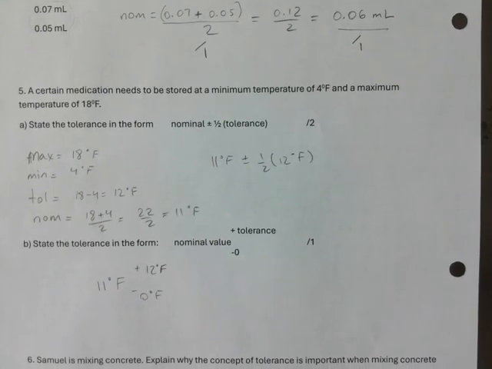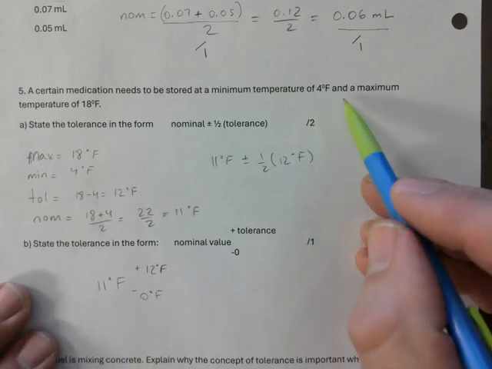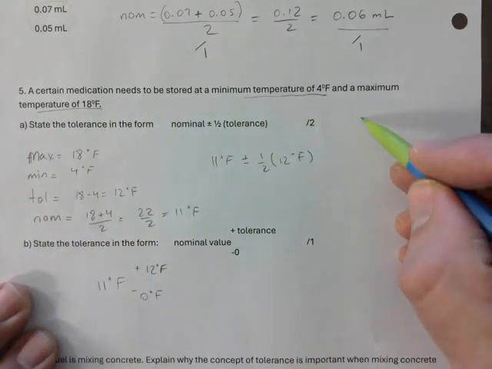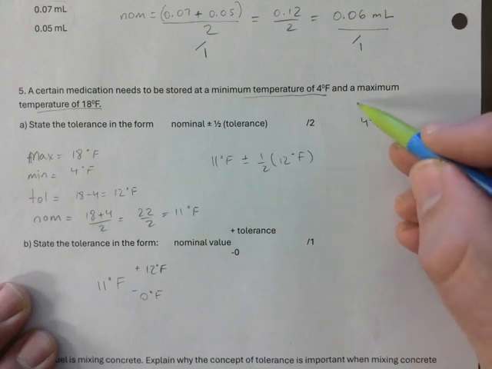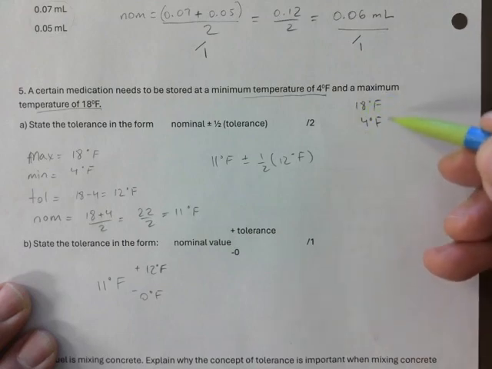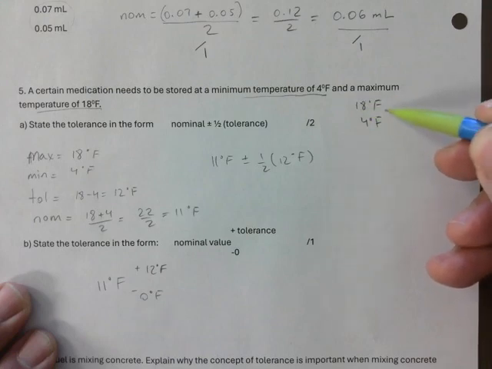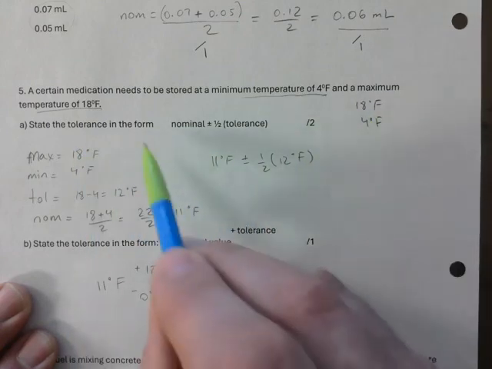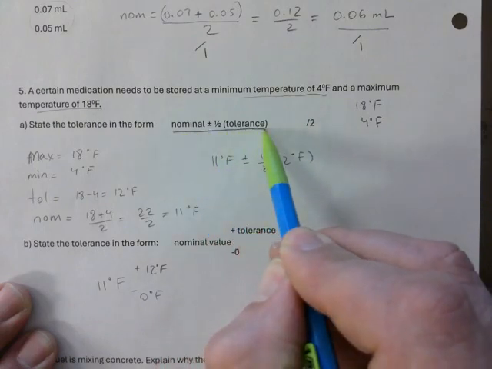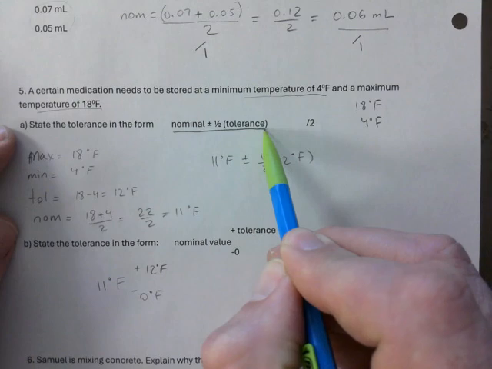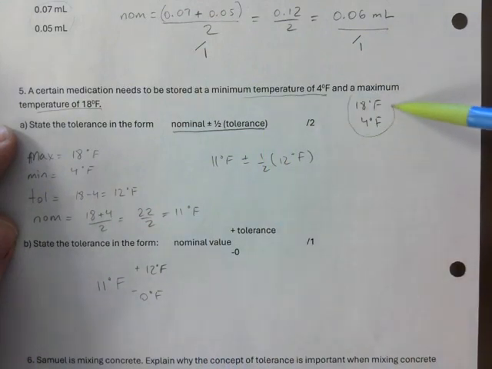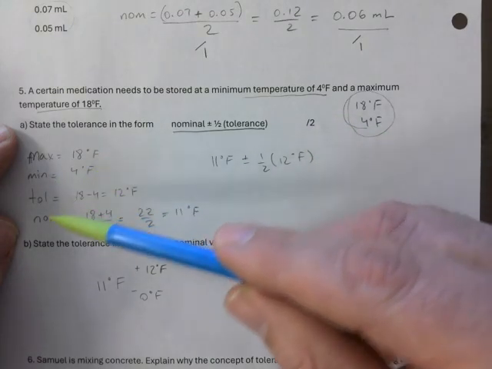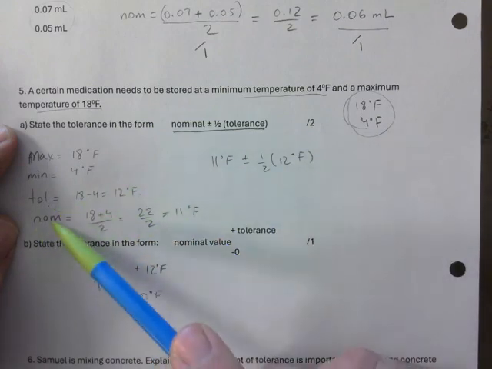Next, medication needs to be stored at a minimum temperature of 4 and maximum of 18. So you have the idea that this is what is being said, okay? This is the format of the tolerance. So we want to state that tolerance in this form. You want to translate that. And the last 2 days, that's what we've been trying to do. So given this, you fill in the max, the min, that's already given. The tolerance is 12. And the nominal, guess what?